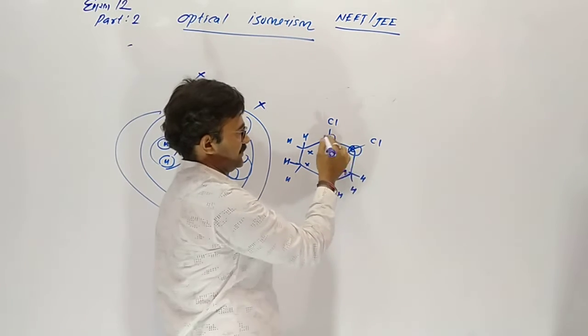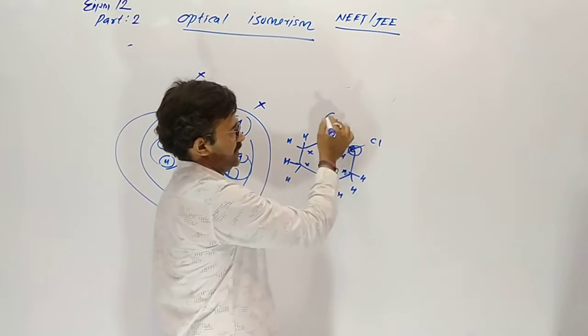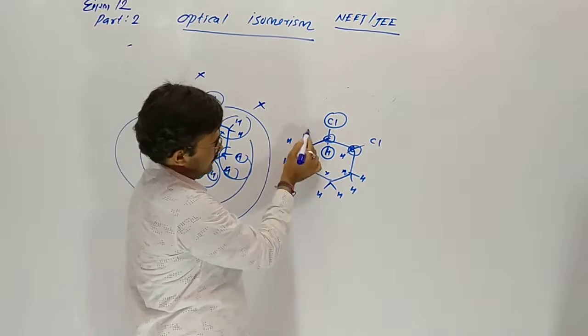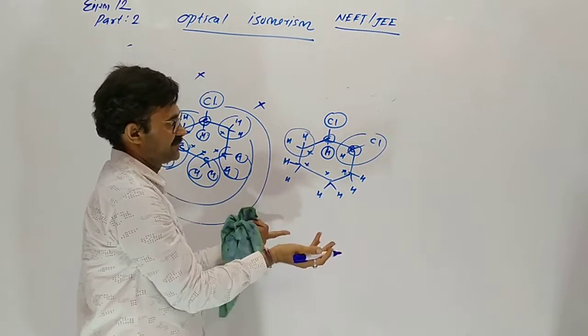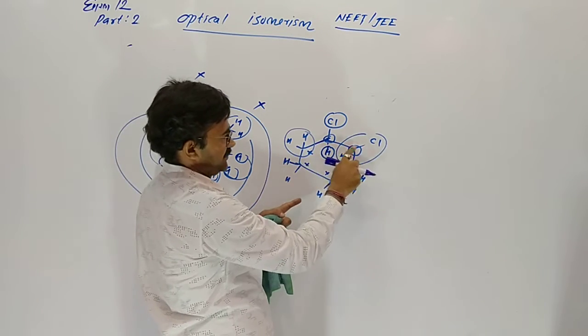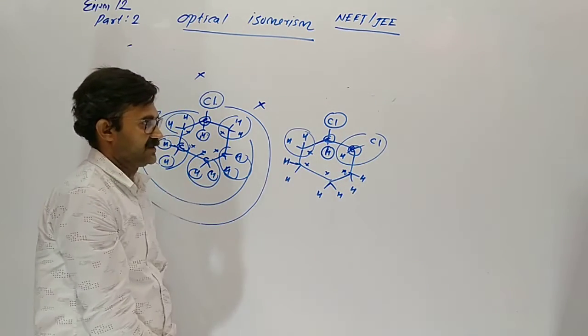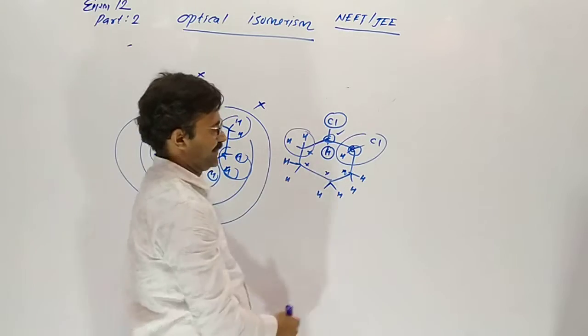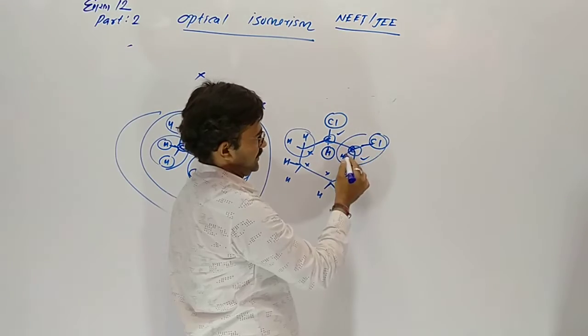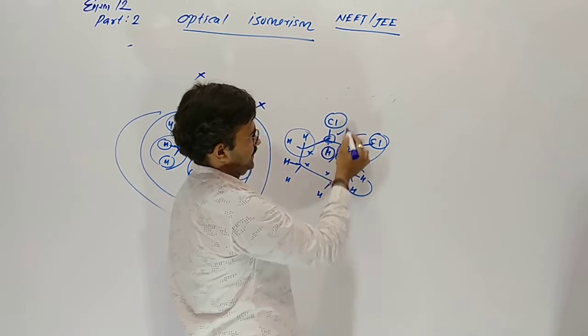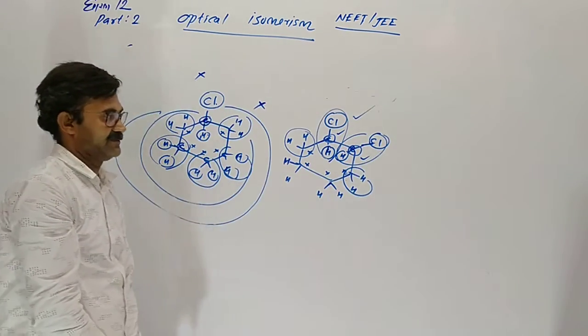What about this? H and Cl. Here is CH2. Here is Cl. Yes, it has changed. This side CH2, this side CHCl. So this one is optically active. In this case, CHCl, CH2. Here is CHCl, optically active.